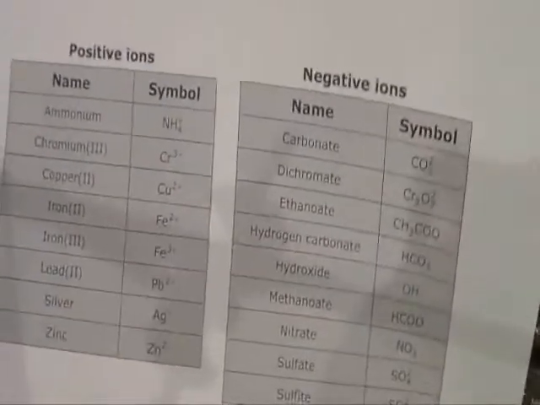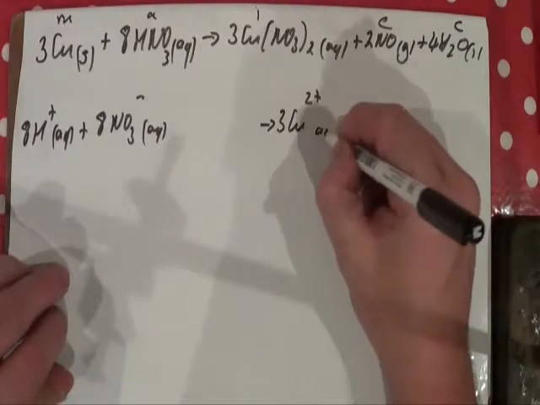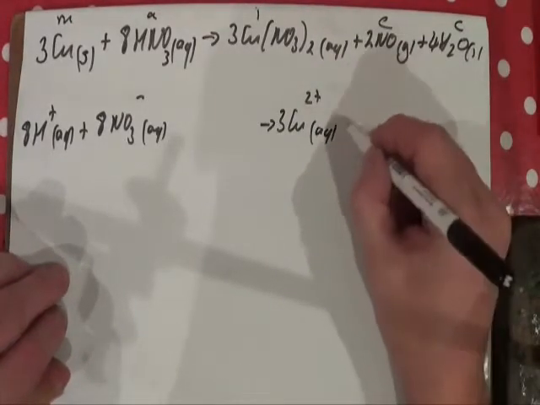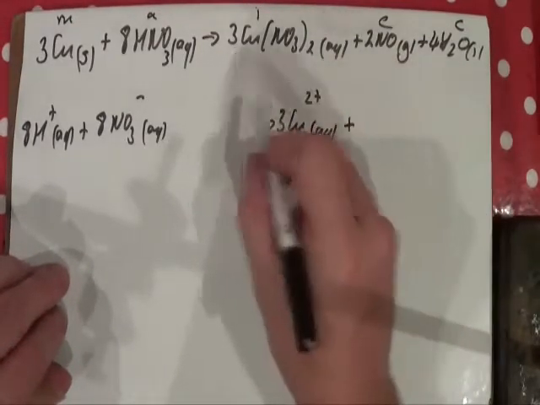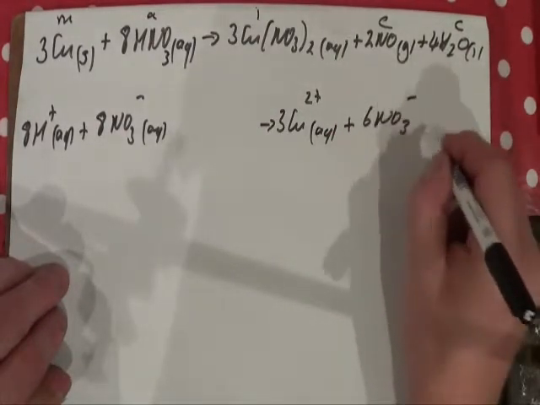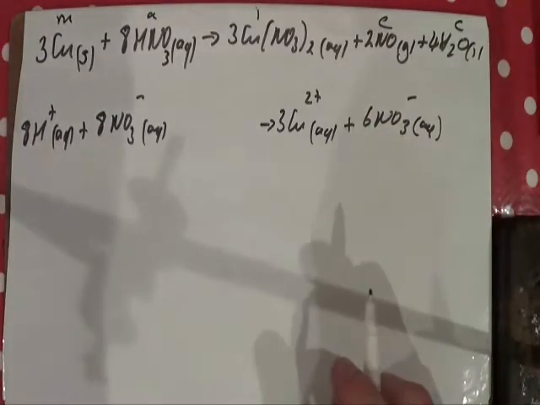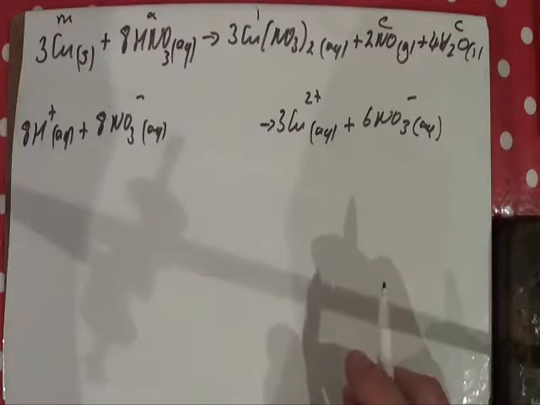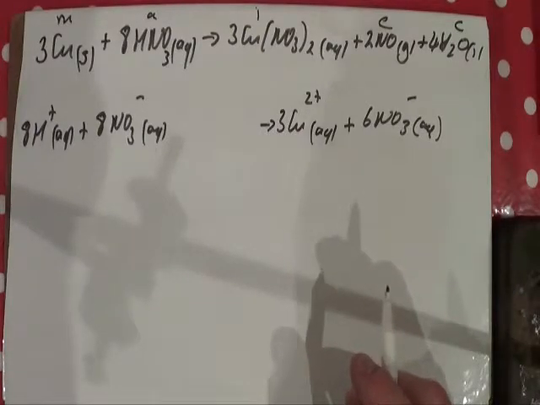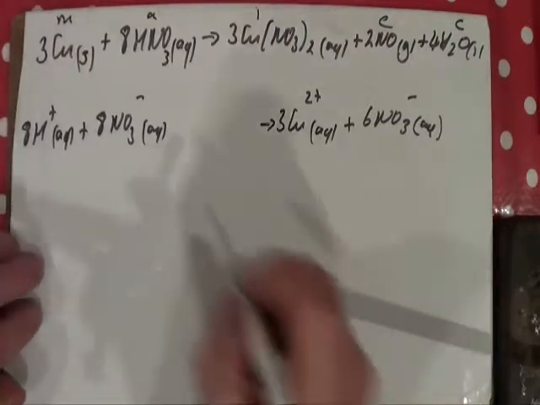All we have to do there is go to our table. And they are aqueous, of course, and we have 3 times 2, which is 6 nitrate ions. Again, they are aqueous. Okay, if we look at step 4 in our set of instructions or rules, metallic and covalently bonded substances remain unchanged and they just come straight down.